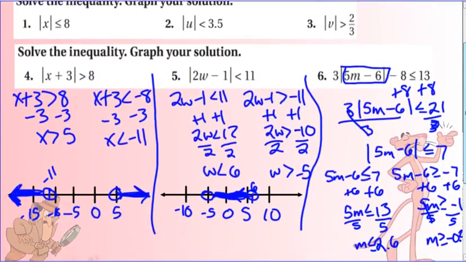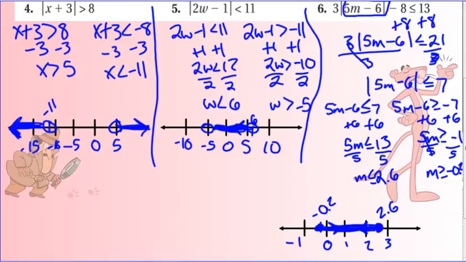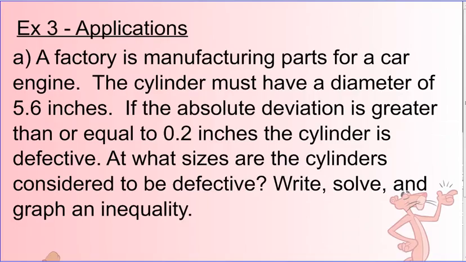So, some nice hard problems, but that's really all there is to it. Get the absolute value by itself, separate it into the two problems, solve each just like we did in the last lesson. The only difference between this lesson and the last lesson is you have to change the direction of the inequality when you change the sign. And then, of course, the graphing is there as well. Okay, let's look at a couple applications and we're done.